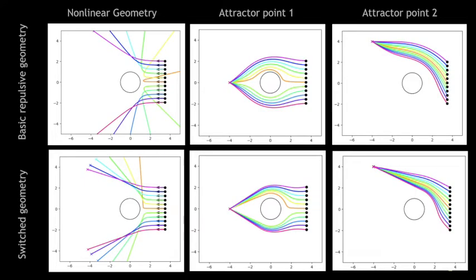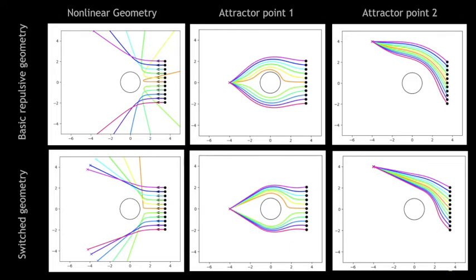So here are some examples of this. Across the top, we see one type of geometry. Across the bottom, we see a slightly different type of geometry. From left to right, we see first the nonlinear geometry itself, and then two versions of attraction to points, optimizing a particular type of attractor potential.